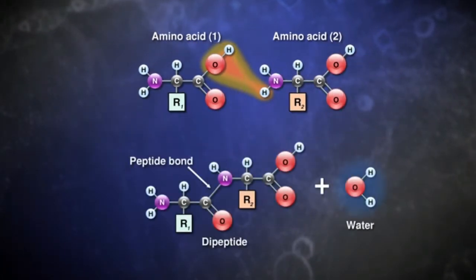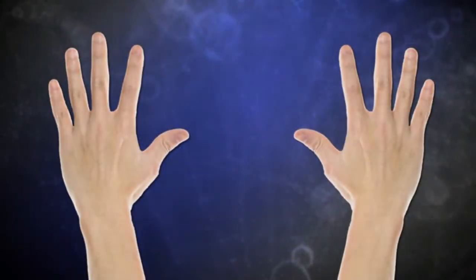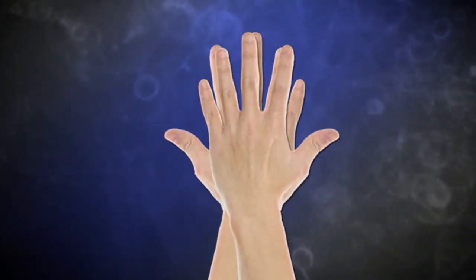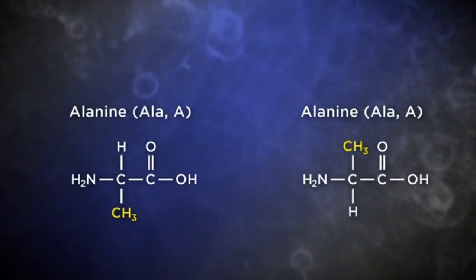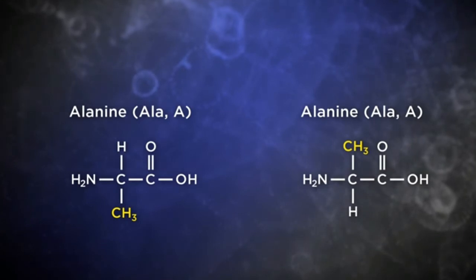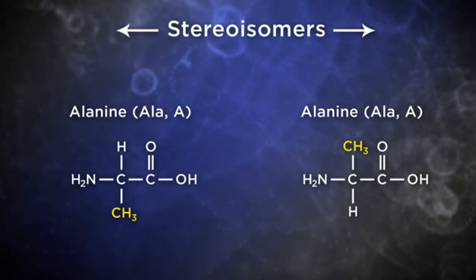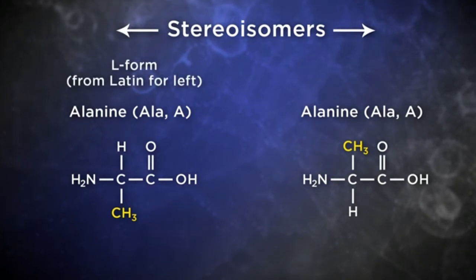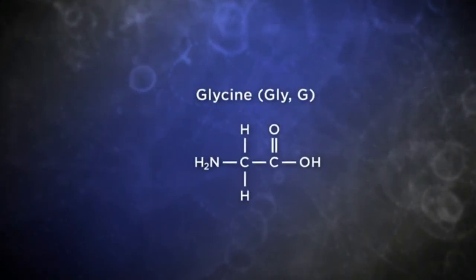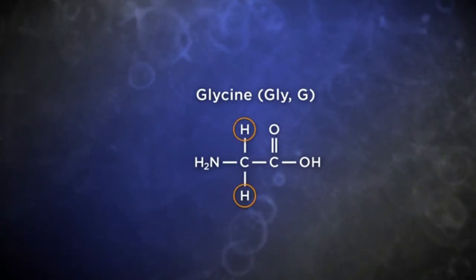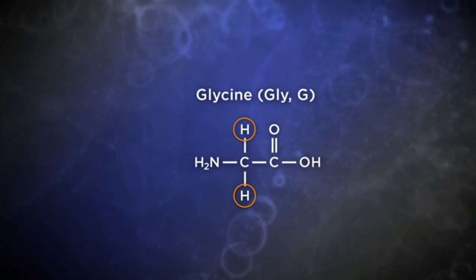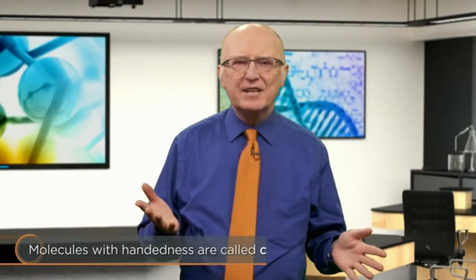All amino acids except glycine can exist in 2 mirror image forms. These differ in the arrangements of the 4 groups around the alpha carbon. It's like left and right hands that cannot be superimposed on each other. Here's alanine, the simplest chiral amino acid, in both forms. The 2 forms are called stereoisomers. One is the L form, the other is the D form. Glycine is different from all the other amino acids in having an H across from another H. So there's only one form of glycine. Molecules with handedness are called chiral.